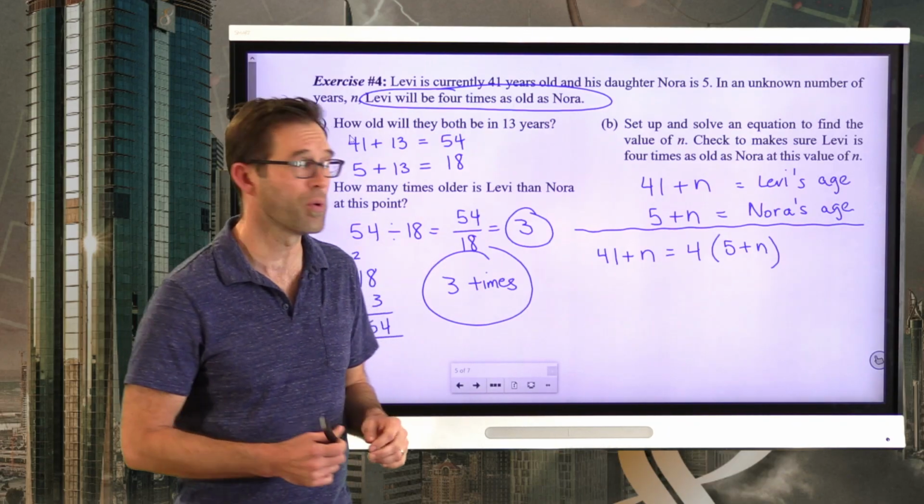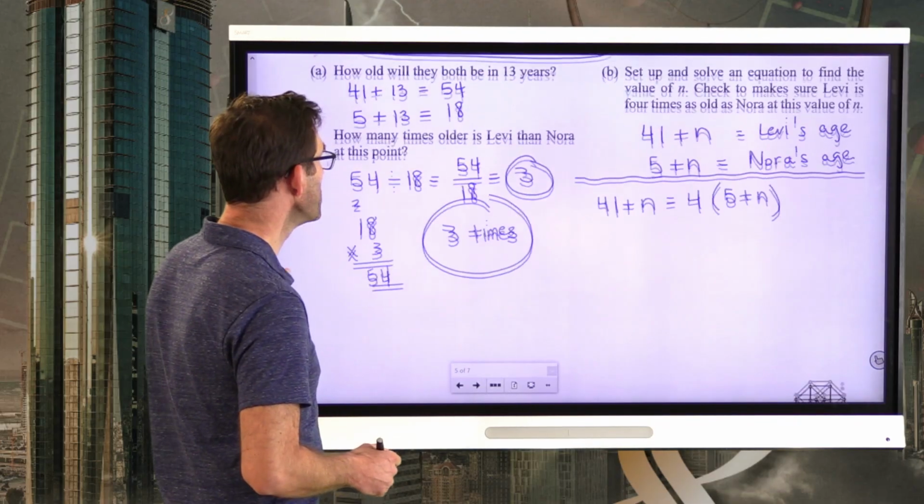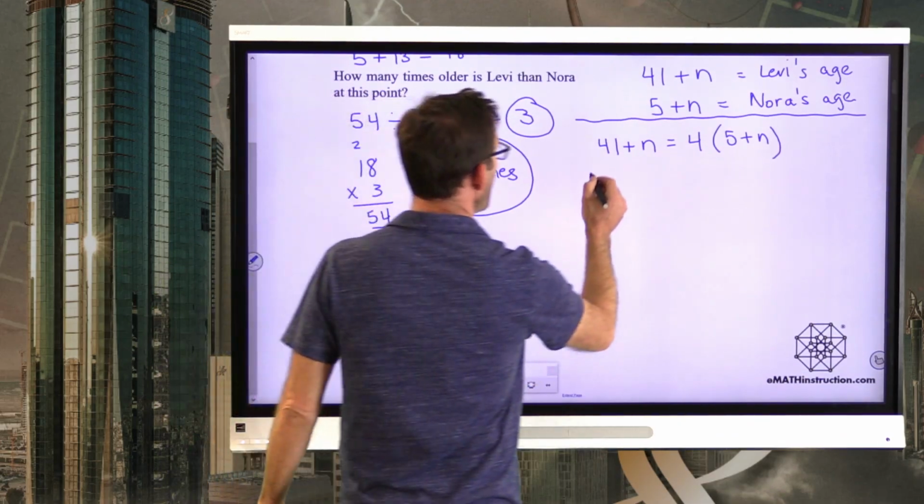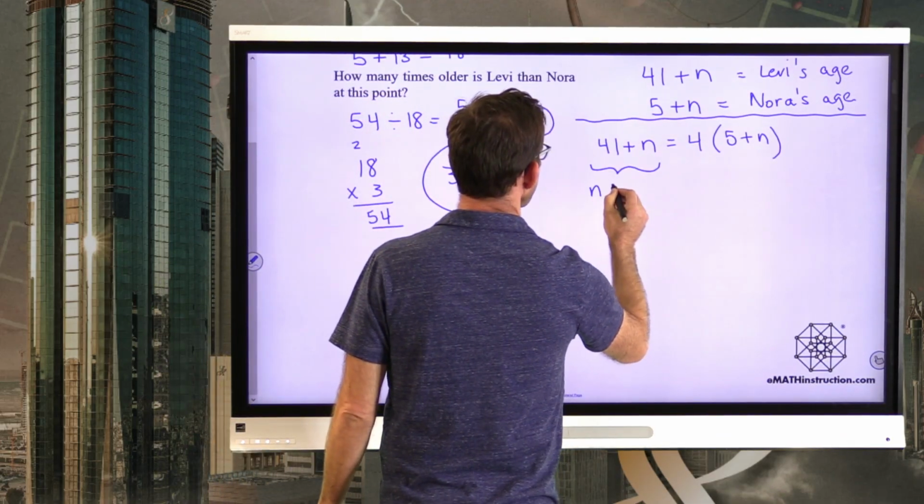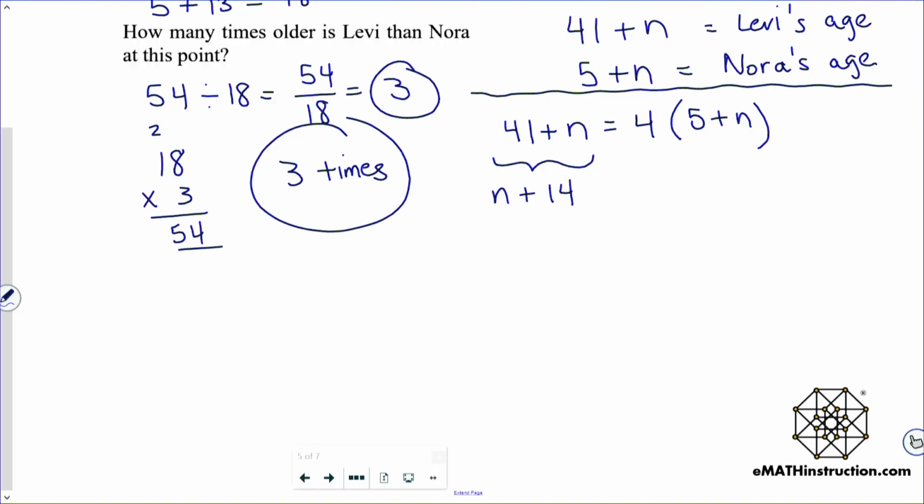All right, let's go through it. Now, there's not much I need to do on the left-hand side, but I may want to use the commutative property of addition to rewrite that as n plus 14 instead of 14 plus n. On the other hand, on the right-hand side, we're going to use the distributive property, 4 times 5 is 20, and 4 times n is 4n. Now again, it may make sense to do a couple things at this point. One thing we might want to do is use that commutative property again to rewrite the right-hand side as 4n plus 20.